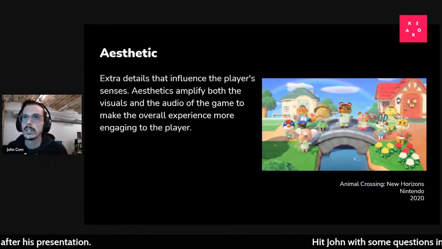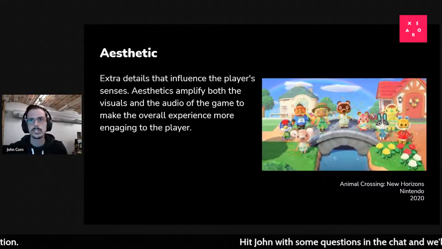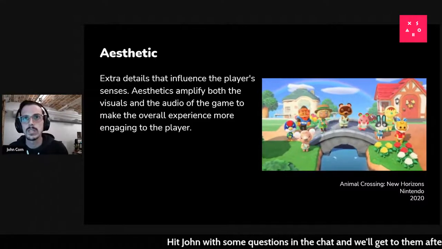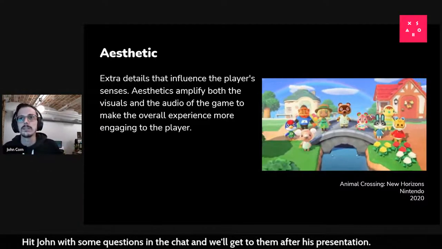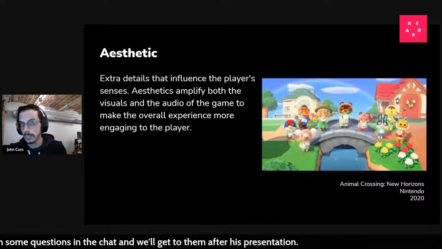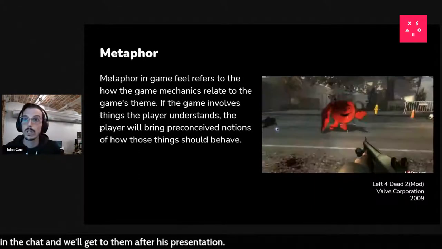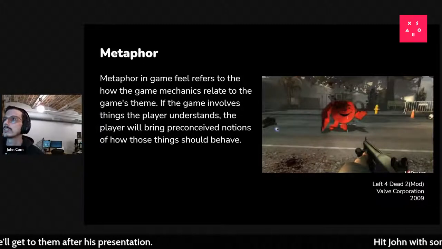Okay. Next we have aesthetic. So it's all the extra little details, all of the beeps and boops and particles and all that stuff that really makes the experience overall engaging to the player. Metaphor. So this one's fun.